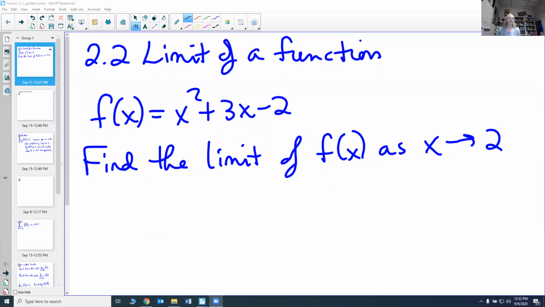So we're going to talk about what a limit of a function is. We're going to start with an example. We're going to use this function f of x equals x squared plus 3x minus 2. We want to find the limit of f of x as x goes to 2.